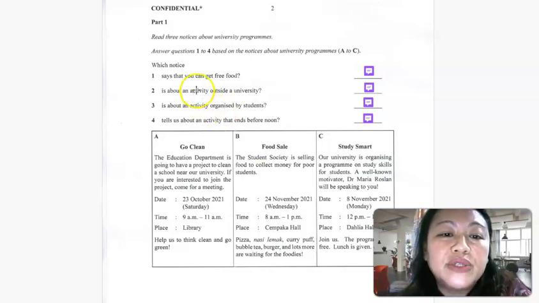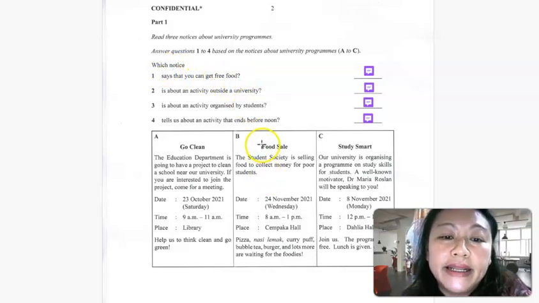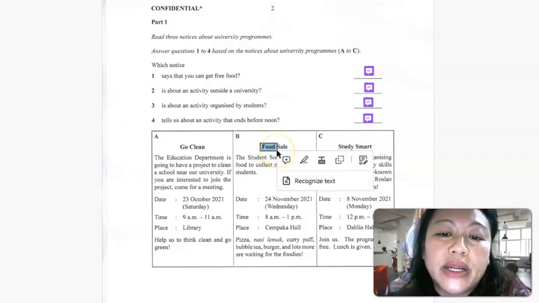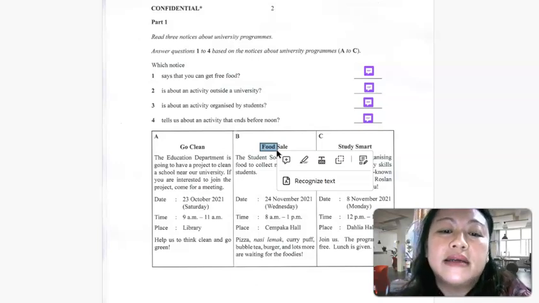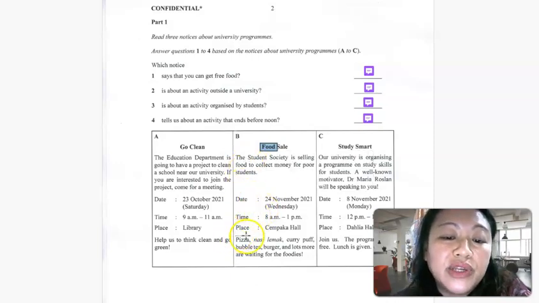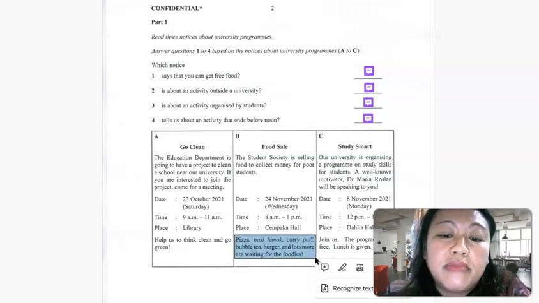Now, if we look at the first one, it says there, which notice says that you can get free food, right? So instantly you look at this word, food sale, yeah? This is what is known as a distractor because it immediately distracts your attention from the actual answer. So when we create questions, we make sure that there are 1 or 2 or a number of distractors. Another distractor you can find is over here. Pizza, nasi lemak, curry puff, bubble tea, burger, and lots more are waiting for the foodies, right? So immediately a student with low proficiency might be distracted enough to pick B as the answer.